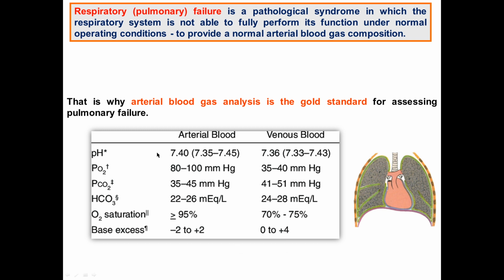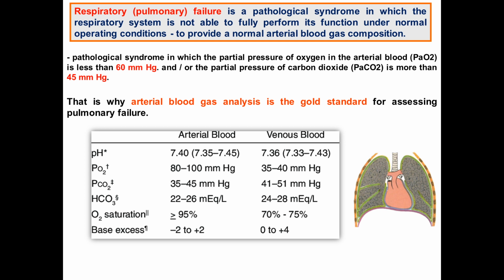Here are some parameters of arterial blood gases. For example, oxygen pressure should be between 80 and 100 mmHg, whereas CO2 should be between 35 and 45 mmHg. And a very important parameter is O2 saturation, which should be more than 95%.